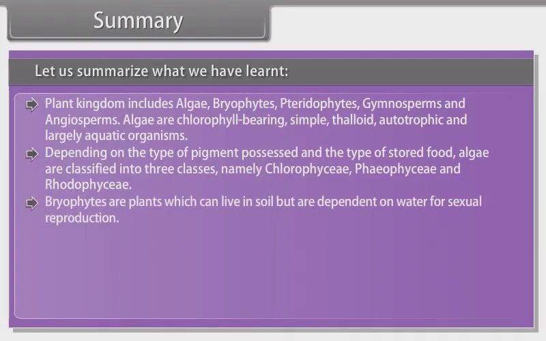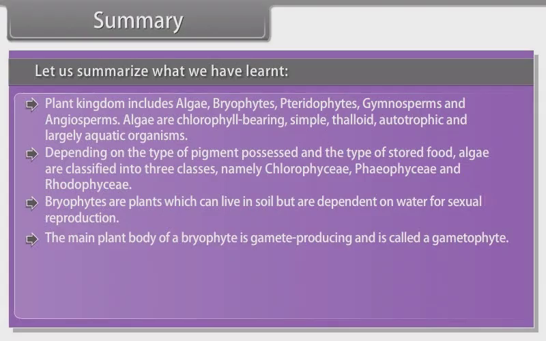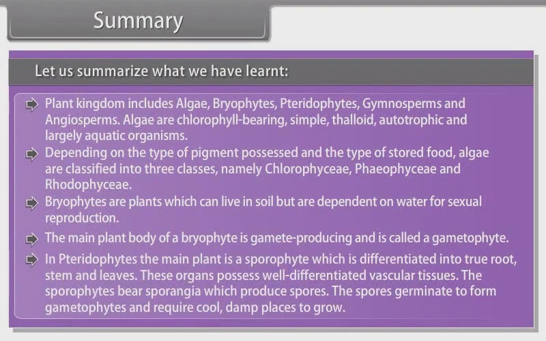Bryophytes are plants which can live in soil but are dependent on water for sexual reproduction. The main plant body of a bryophyte is gamete-producing and is called gametophyte. In pteridophytes, the main plant is a sporophyte, which is differentiated into true root, stem, and leaves. These organs possess well-differentiated vascular tissues. The sporophytes bear sporangia, which produce spores. The spores germinate to form gametophytes and require cool, damp places to grow.